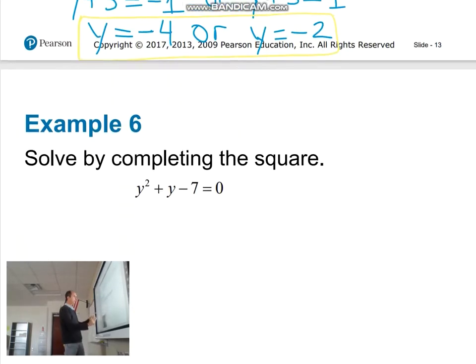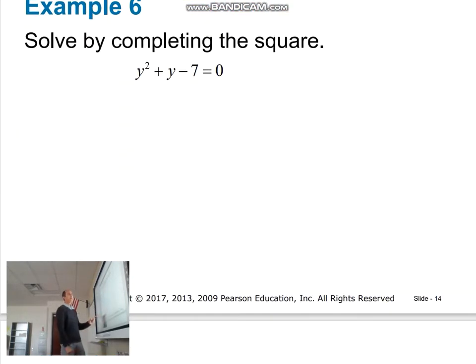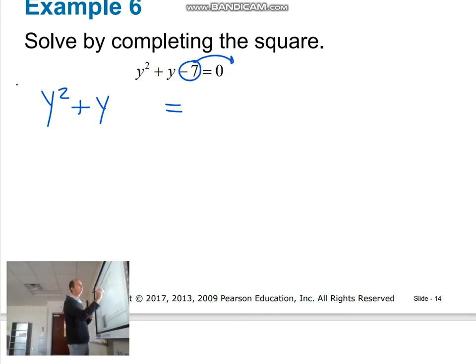Next example. Now we have y squared plus y minus 7 equals 0. We need to move everything that's variable to one side of the equation, everything that's number to the other side of the equation. So we need to have y squared plus y equals, and move this to the other side, we're going to have positive 7. And let's complete the square.